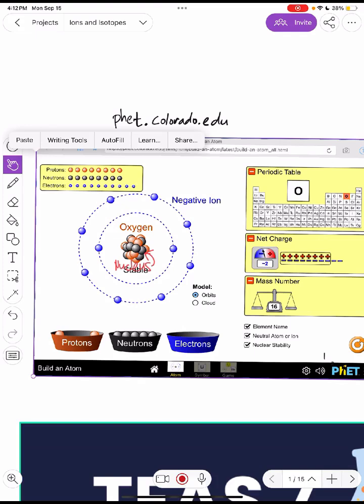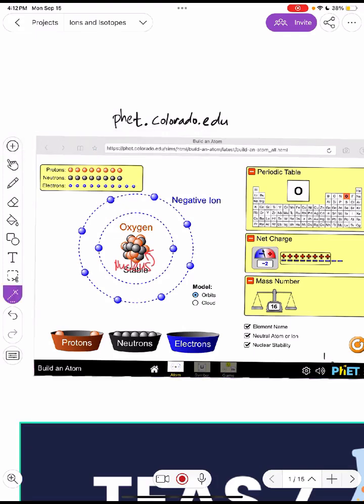Oxygen is going to want to add a couple extra electrons to become stable. This forms a negative ion. Okay, let's focus more on the definition right now. It's negative because it's got more electrons than it does protons. It's got 2 extra negative charges than it does positive charges.